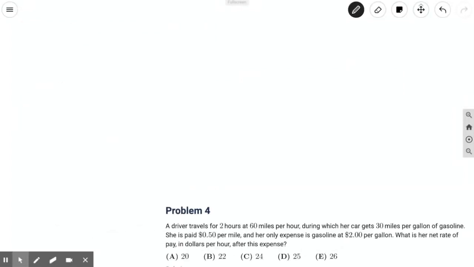Now moving on to problem number 4, which states, a driver travels for 2 hours at 60 miles per hour, during which her car gets 30 miles per gallon of gasoline. She's paid 50 cents per mile, and her only expense is gasoline at $2 per gallon. What is her net rate of pay?